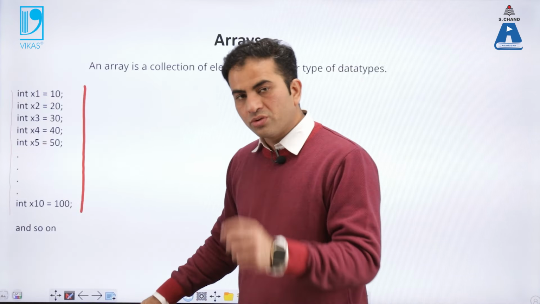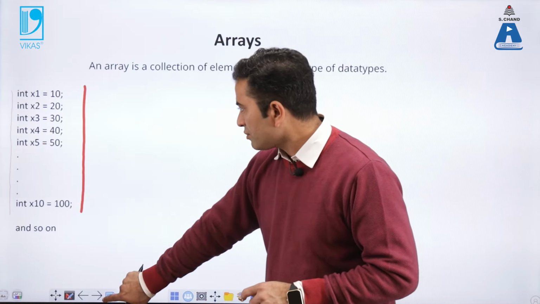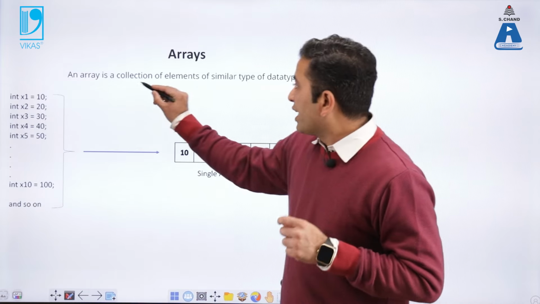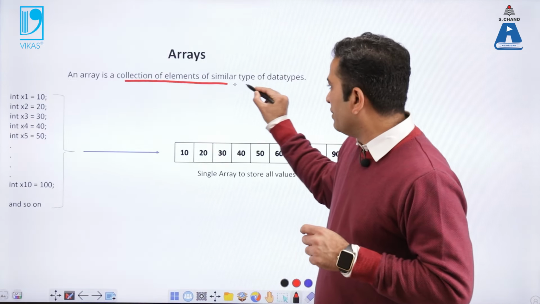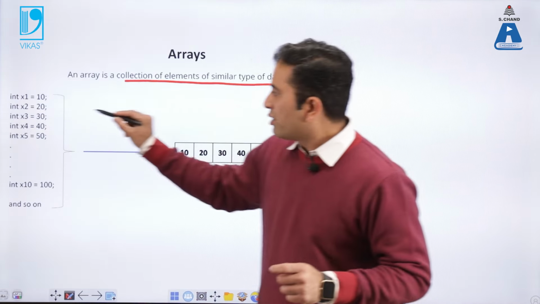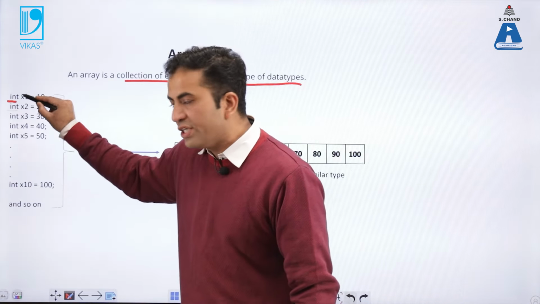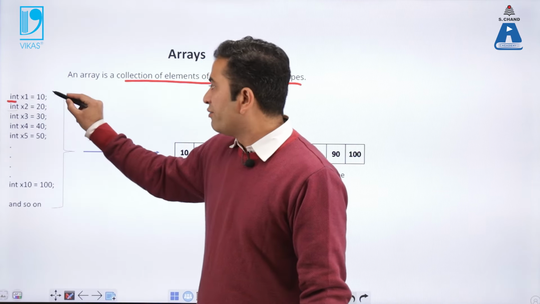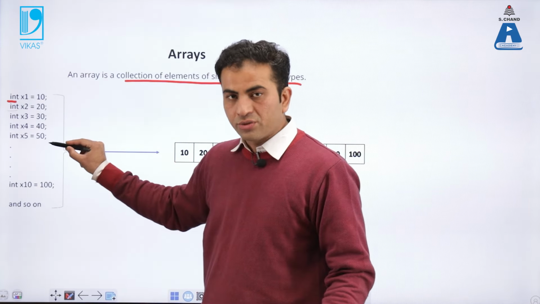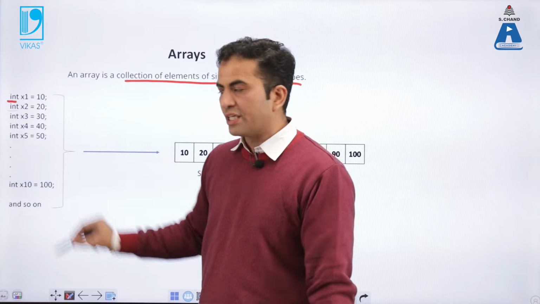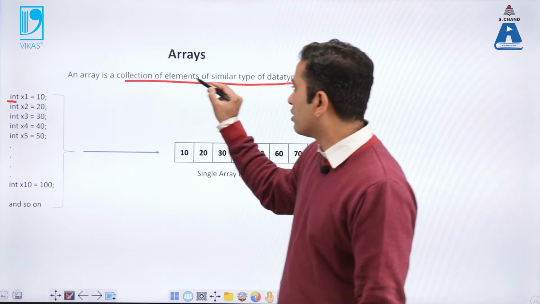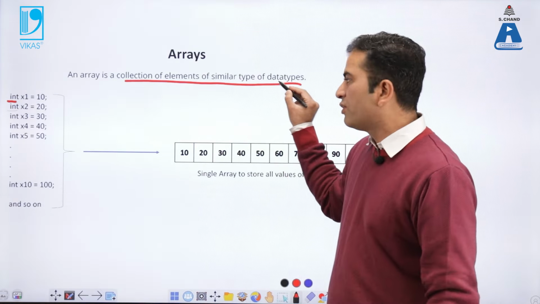So for that we use the concept of an array. An array is a collection of elements of similar type of data types. It means when we are initializing the data type of integer, we only use integer values here. We can't use float values or character values inside the integer data type. So that's why it is called a collection of elements of similar type of data types.